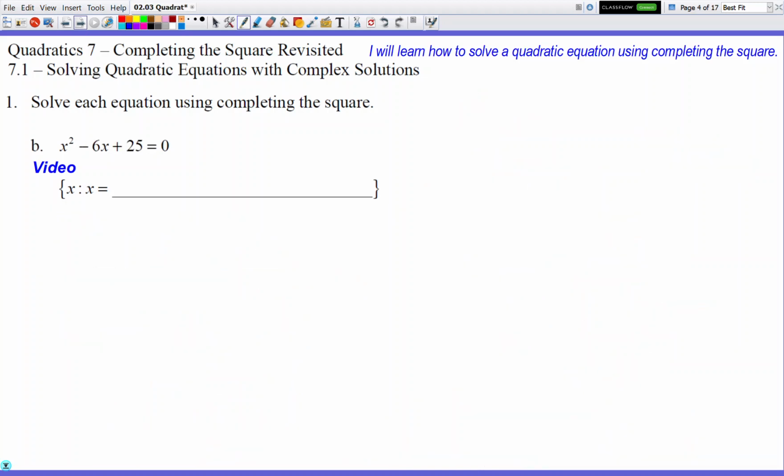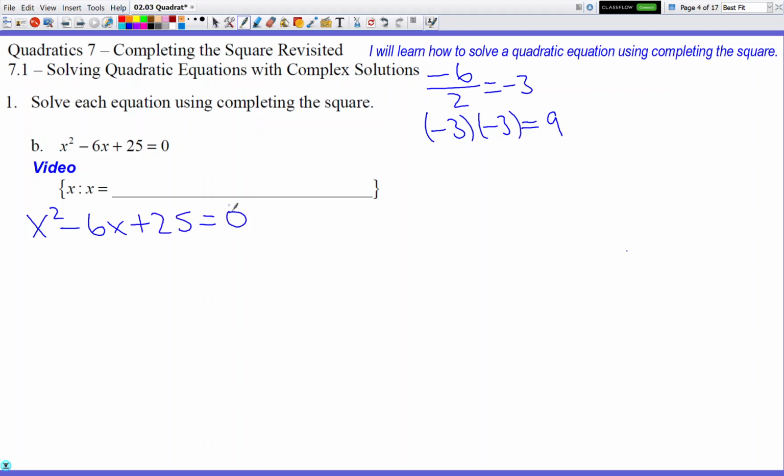Letter B. Okay, so my middle number is a negative 6 this time, so I'm going to run my process: cut it in half, I get negative 3, then square it. I get 9. So 9 should be the number sitting right next to negative 6, but unfortunately the 25 is. So we need to tell 25 to beat it. Okay, so how do we tell him to beat it? Well, subtract 25 on both sides, and that'll effectively make him beat it.